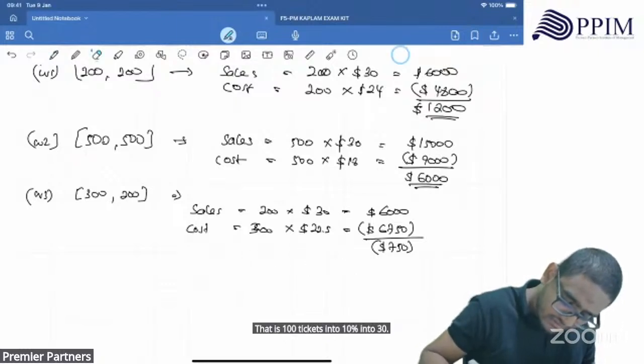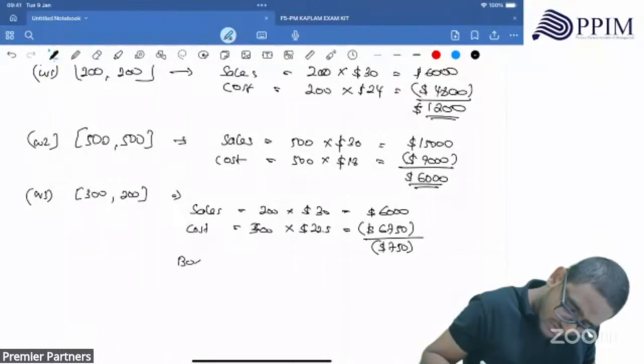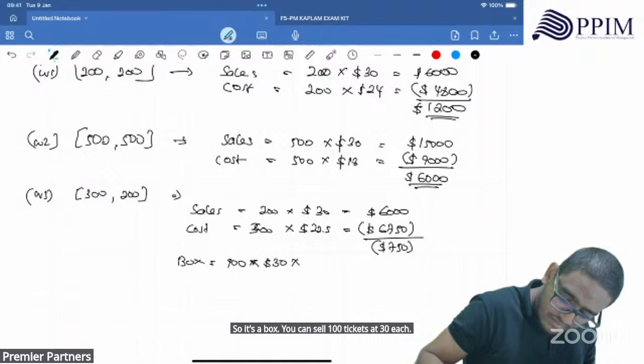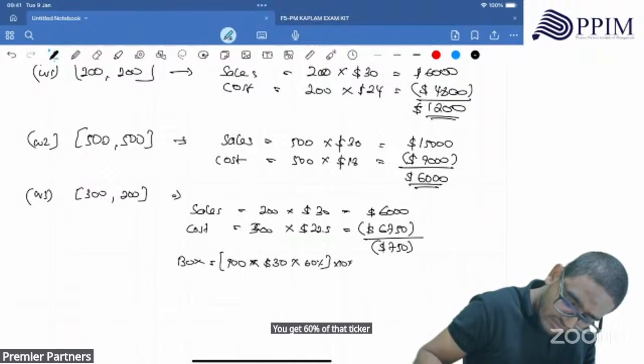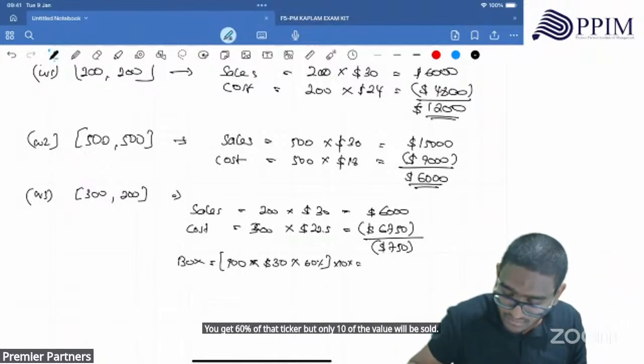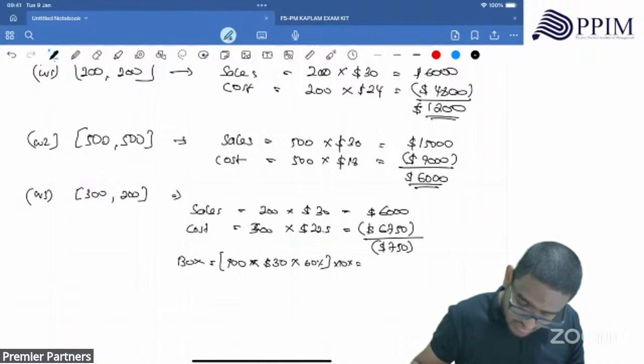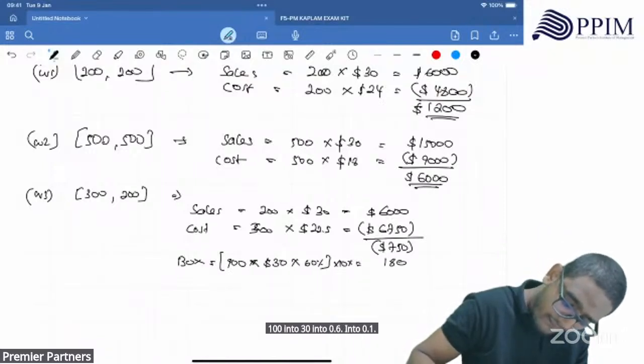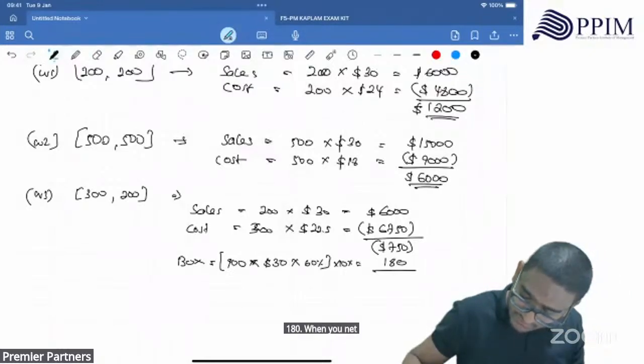Now space, let me write it here. So I'll say box office: you can sell 100 tickets at 30 each. You get 60% of that, but only 10% of the tickets will be sold. So how much do you get there? 100 into 30 into 0.6 into 0.1, 180. When you net off minus 750, you get minus 570.